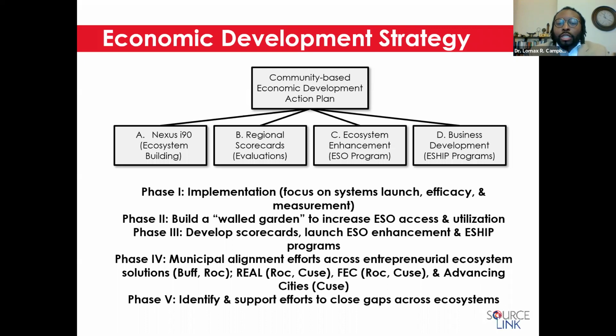And here on the slide, you see some of the things that we're all doing in common, like the Race Equity and Leadership Initiative, which exists in Buffalo, Rochester and Syracuse. Or the Entrepreneurial Ecosystem Solutions, which exist in Buffalo and Rochester, and so on and so forth. And then lastly, phase 5 has really been iterative, but trying to identify opportunities to close the gaps. Let's go to the next slide.